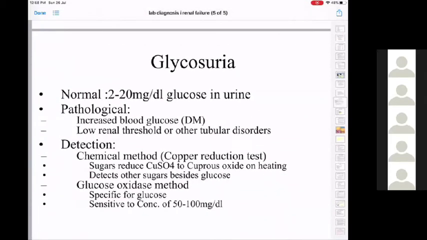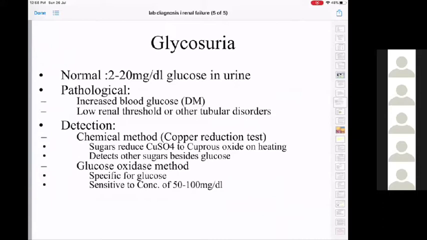Now glycosuria. Glycosuria means the presence of glucose in urine. Normally there is 2 to 20 milligram per dl of glucose in urine. Pathological causes of glycosuria include increased blood glucose.